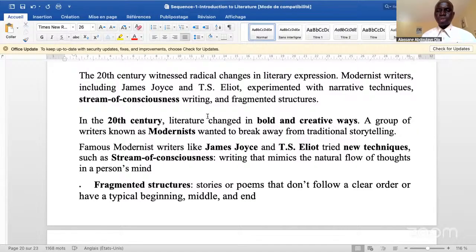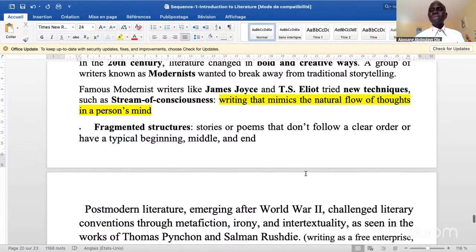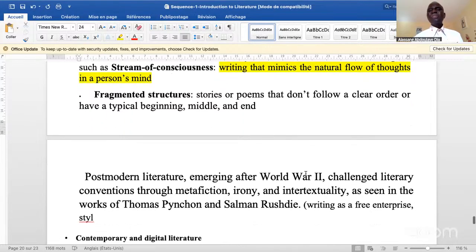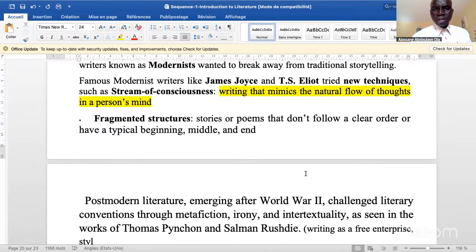What does a stream of consciousness mean, class? Simply tell me this. Writing that mimics the natural flow of thoughts in a person's mind. Mimics means that it imitates the natural flow of thoughts. Meaning writing as if your mind was producing, right? It is in your mind. So that's what we call the flux de conscience or courant de conscience. Writing the way it is in your mind. So it's very modern. Not fictionalizing, but representing it the way it comes.